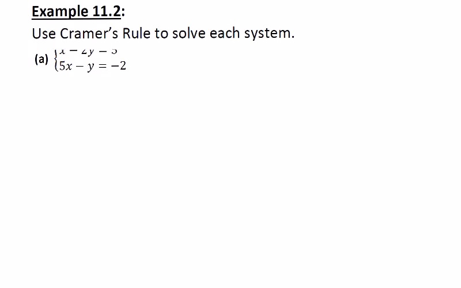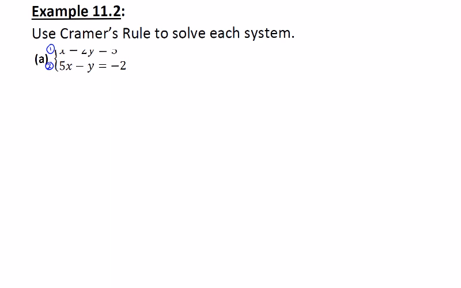Example 11.2a says use Cramer's rule to solve each system. So our system is given to us. We have the first equation, x minus 2y is equal to 5, and the second equation, 5x minus y is equal to negative 2. So we're not going to do any elimination or substitution, although that might be a path that you would like to take. We're going to practice using Cramer's rule here.